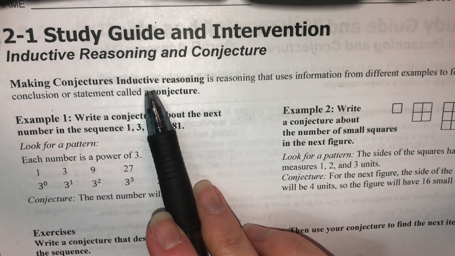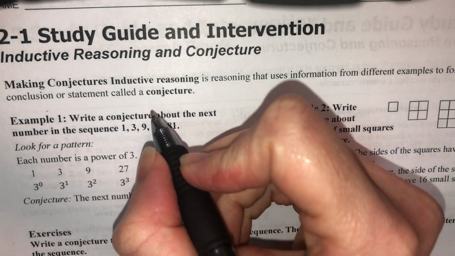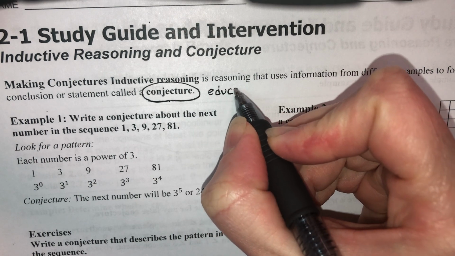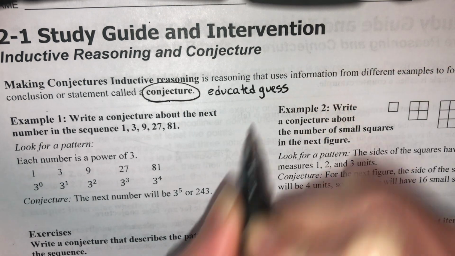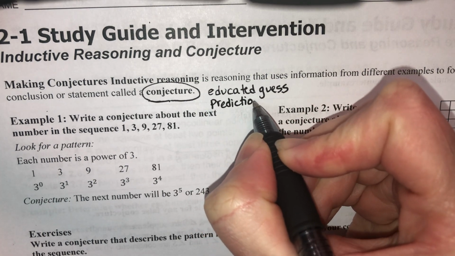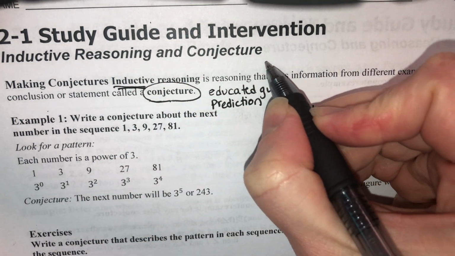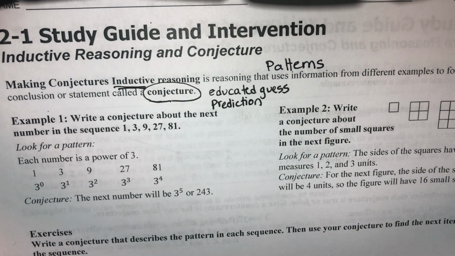And inductive reasoning, as it says at the top, is a reasoning that uses information from different examples to form a conclusion or a statement called a conjecture. So a conjecture would be like an educated guess, kind of like a hypothesis in science class, or you could think of it as like a prediction. So we are trying to figure out patterns when we're doing inductive reasoning. We're looking for patterns, and we're trying to predict what will come next, okay?